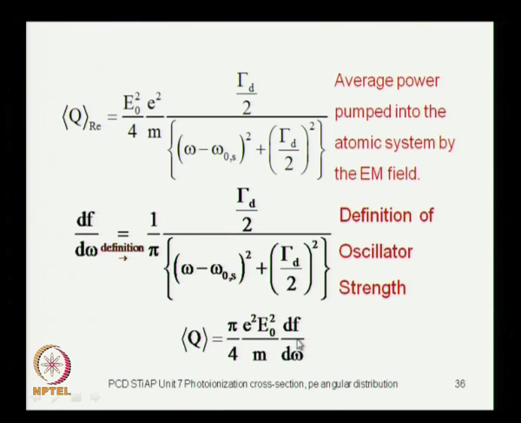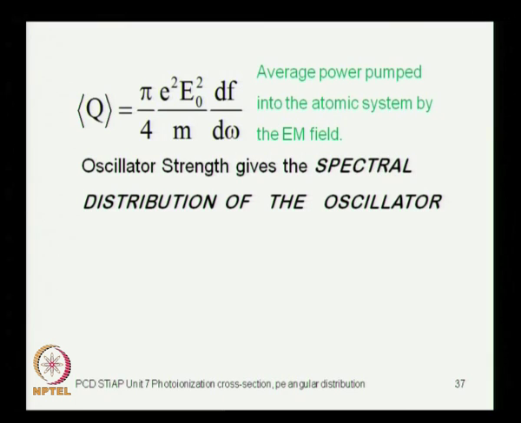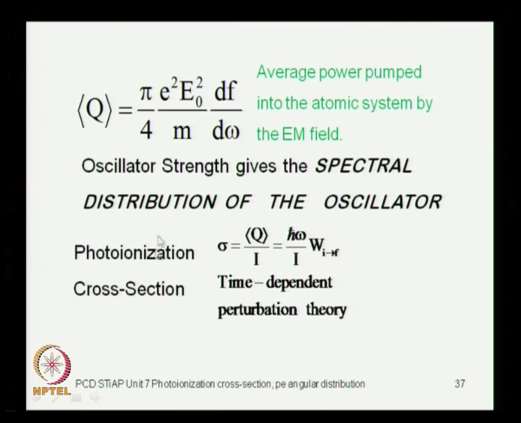So, the oscillator strength appears explicitly in this, and eventually it will get related also to the photoabsorption cross section. So, this is the definition of the oscillator strength, and it has been defined in a very peculiar manner, and there is a good reason for it which will become transparent very soon, that as you notice this gives you the spectral distribution of the oscillator, and the photoionization cross section which we will get from the quantum mechanical expression, we will get into discussing that very soon. It will be related to this average power which is pumped into the system per unit intensity of the electromagnetic field, because you need to normalize it in a certain way. So, this is the relation that we will extract from our quantum mechanical description.